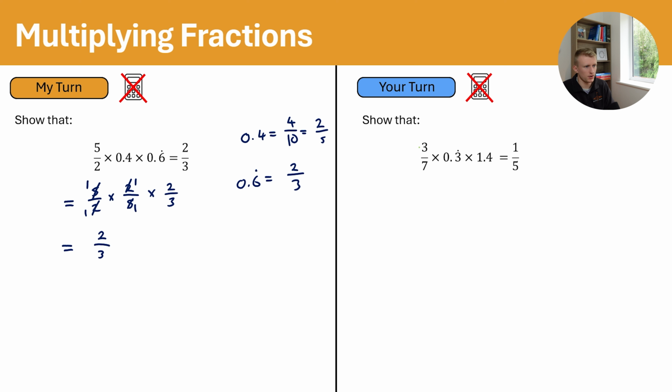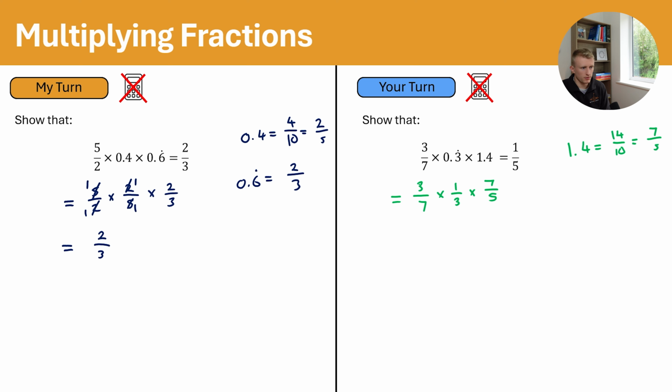Okay, let's run through it. Show that 3/7 multiplied by 0.3 recurring multiplied by 1.4 is 1/5. Let's start by writing each of these as a fraction. So we've got 3/7 multiplied by 0.3 recurring, which is 1/3. And then 1.4 off to the side, I can say that 1.4 is 14 over 10. But we can simplify that to 7 over 5. So that's what I'm going to go with, like this.